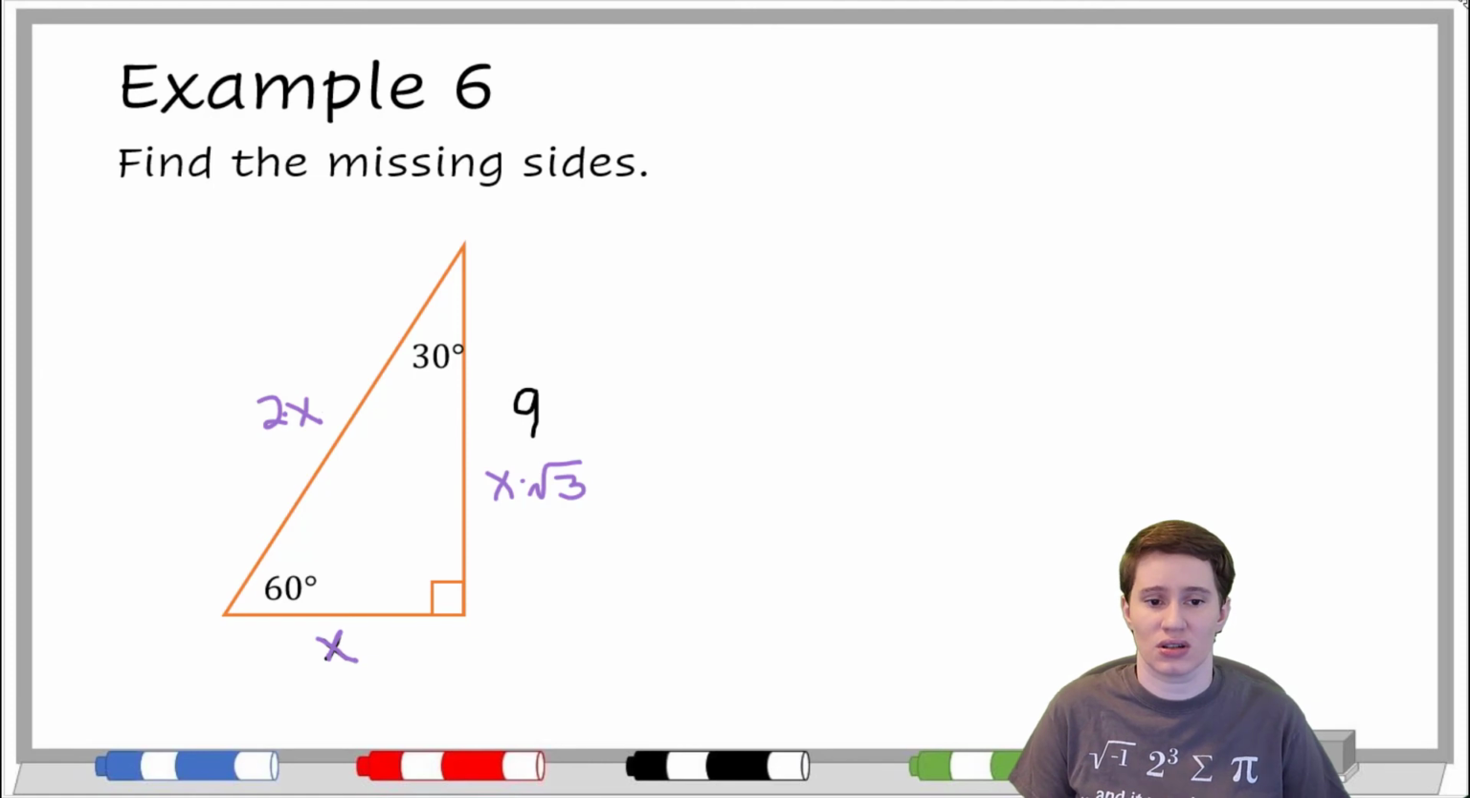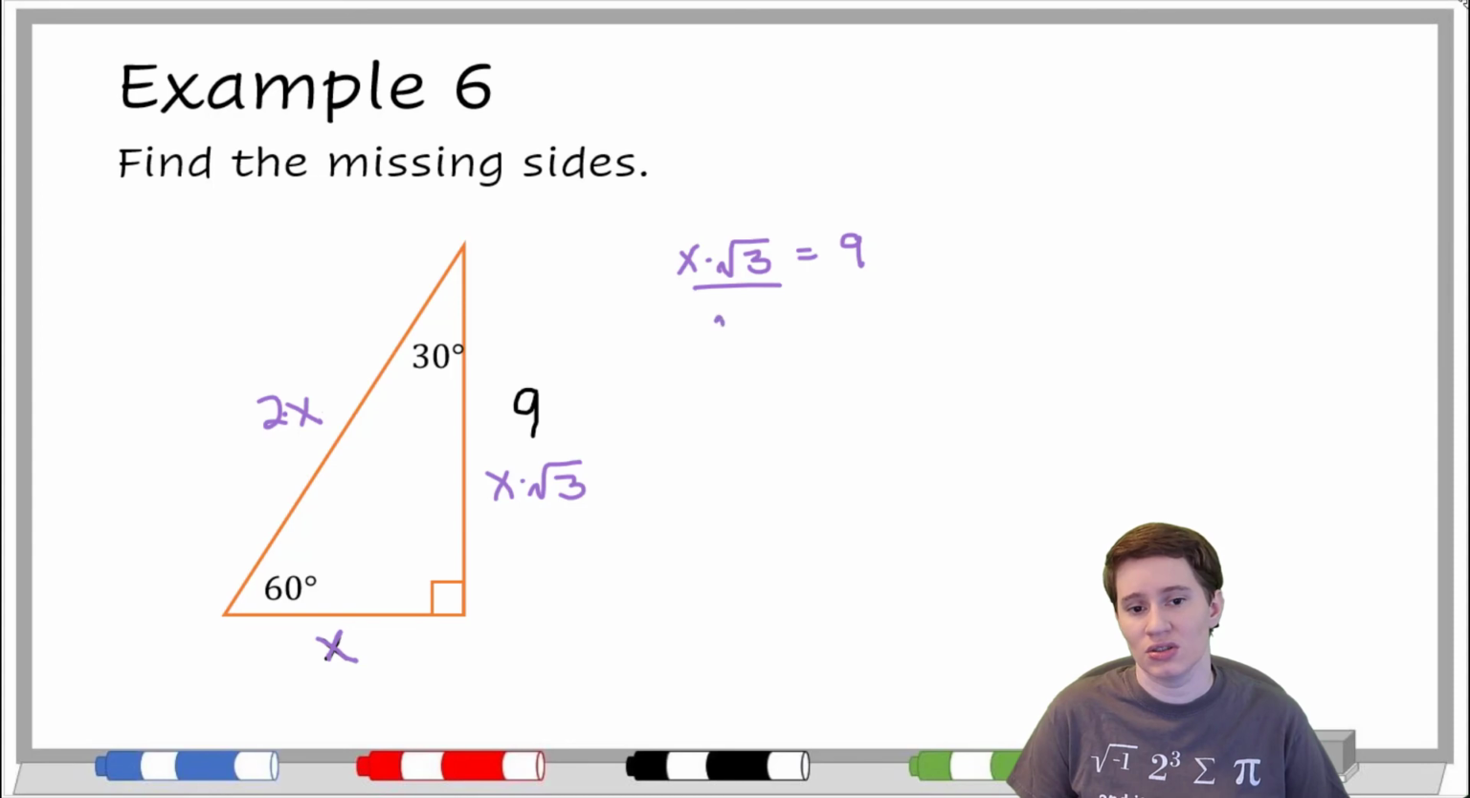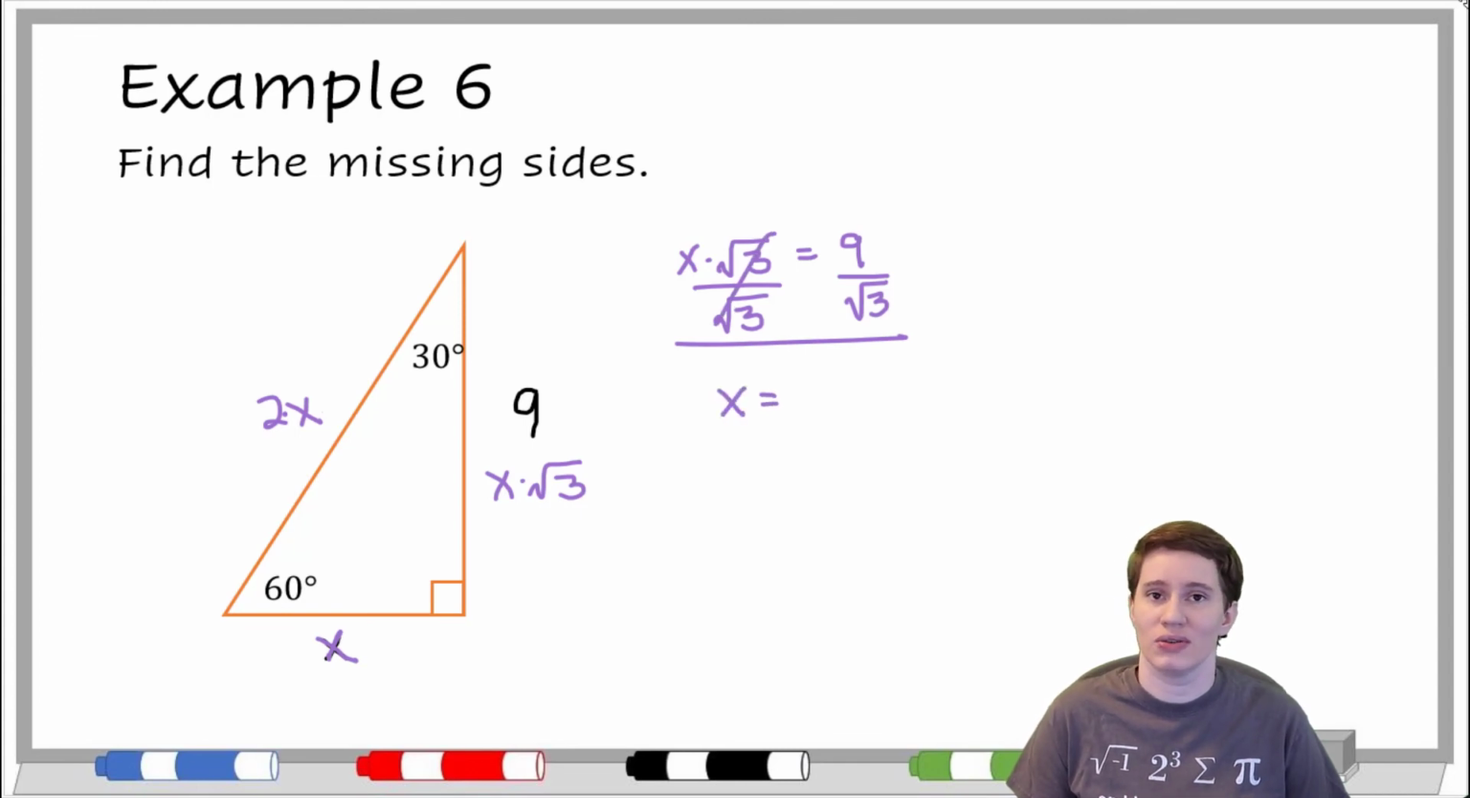So this is going to look like what we did earlier on the 45, 45, 90 triangle, where we say x square root of 3 equals 9. So what does that mean that x equals? I'm going to divide both sides by square root of 3, and we will have to rationalize again so that we can keep our square roots and our fractions and get the most exact answer possible.